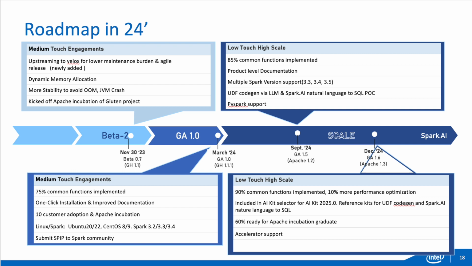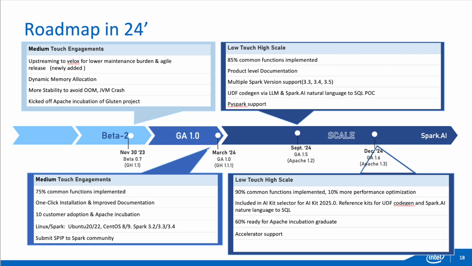Currently, we didn't promote Gluten to more Intel customers because we don't have enough bandwidth to support them. We just select some customers and help them to land Gluten. And after this September, we think Gluten can be stable enough, and the coverage can be good enough to scale to more customers. And the PySpark support is another big feature.